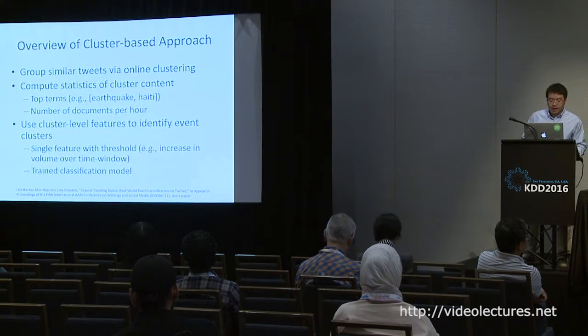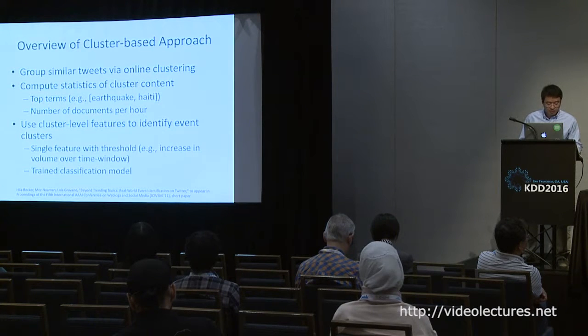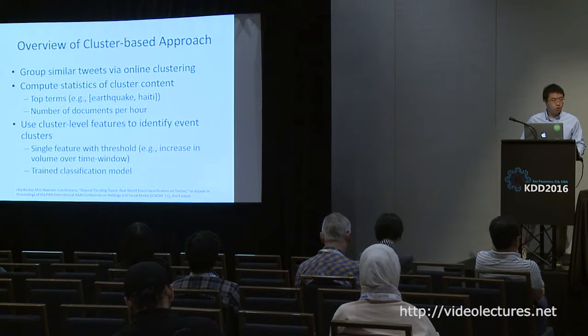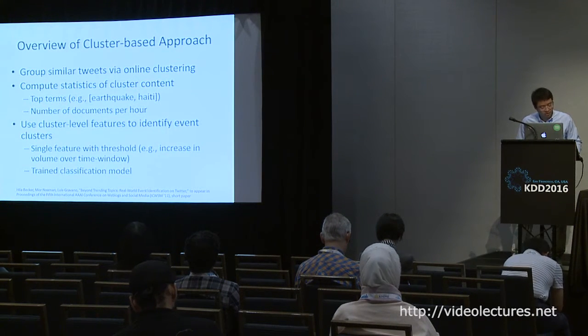Here is the cluster-based approach used in this very classic paper by Becker, Naaman, and Gravano. They group the tweets based on online clustering, and they compute statistics of the cluster content, such as the top terms, number of documents per hour, and so on. And they set a certain threshold to see whether this is a trending event or not.